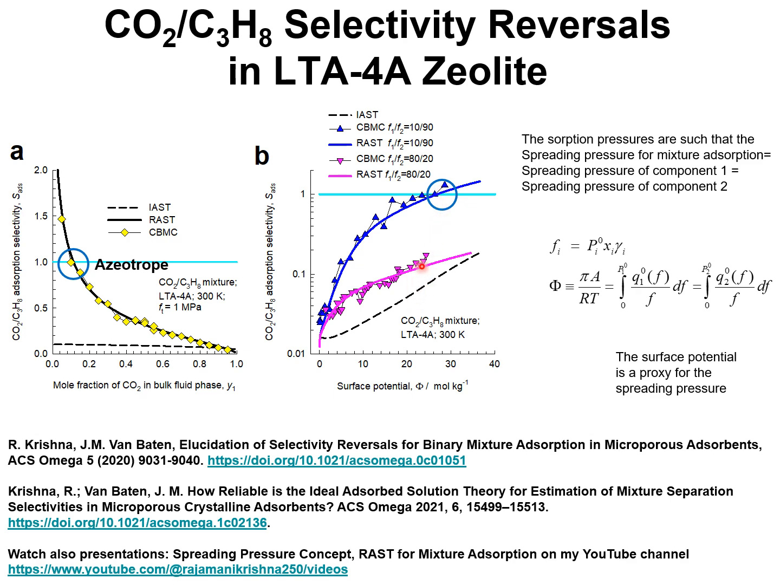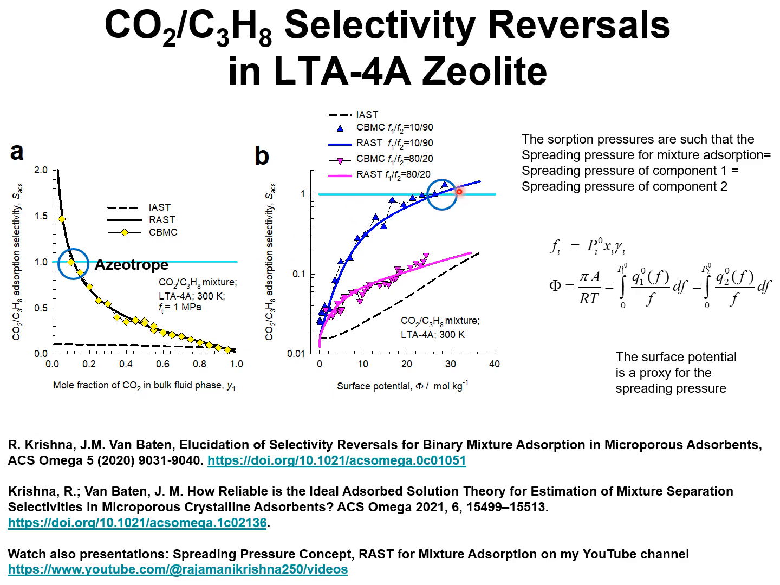This is the CBMC simulation for an 80-20 mixture of CO2 propane. In this case, no selectivity reversal is observed for the range of surface potentials that are considered. So there are strong deviations from the behavior anticipated by the IAST.